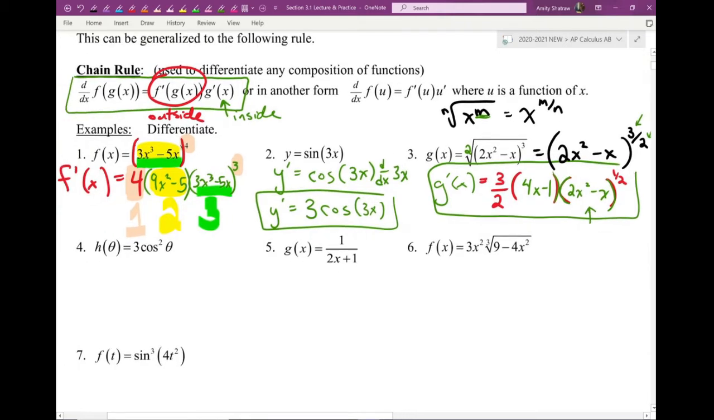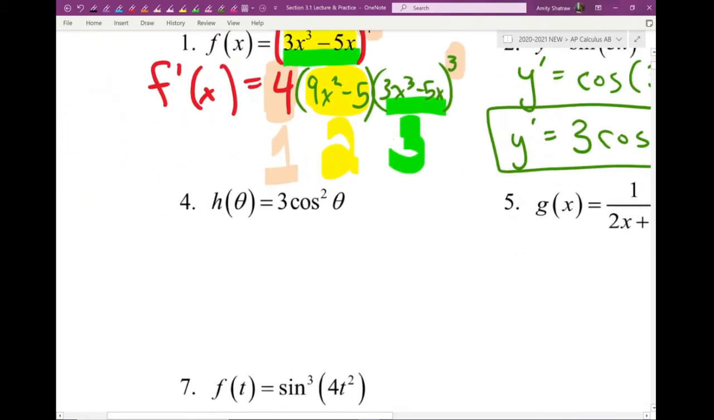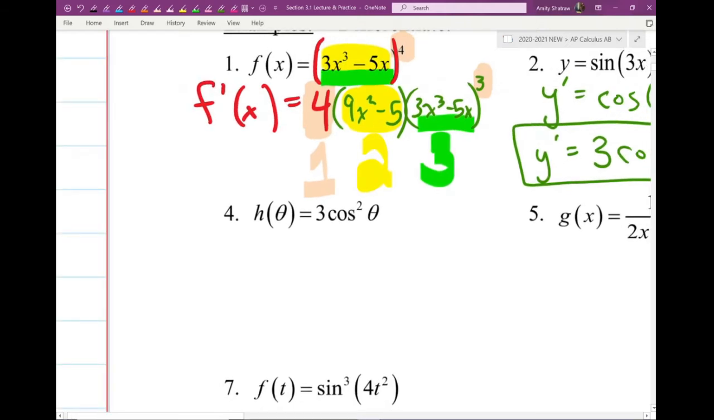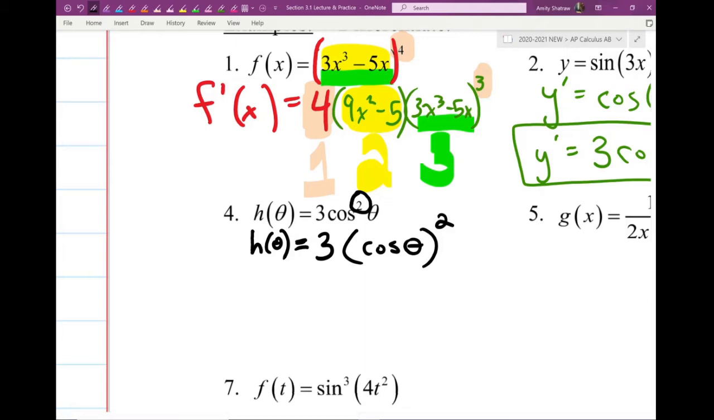So for number 4, then, h of theta is equal to 3 cosine squared of theta. And what's my outside? What's my inside? So I'll mention that oftentimes students, they really do not have a handle on that squared. The fact that it shows up at all really messes with your brain. It turns out that cosine of theta is what is being squared. So that is what h of theta really is. It has an inside function now, and it has an outside function. The outside function is a 2.